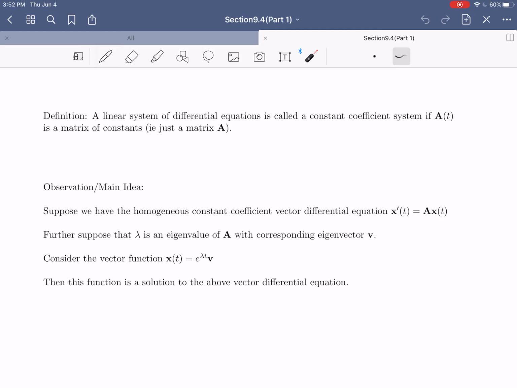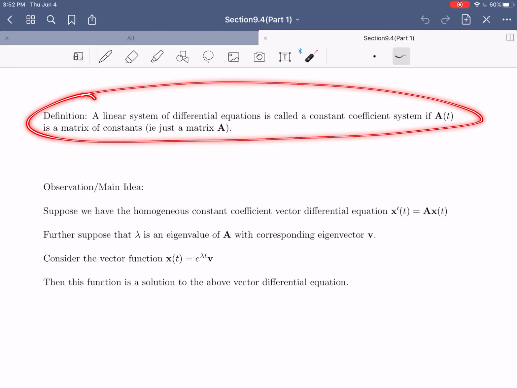So we'll define what a constant coefficient system is, talk about an observation or main idea, state a theorem that tells us what to expect in general for these types of systems, and then look at a couple of examples of this. So let's get into talking about this definition here.